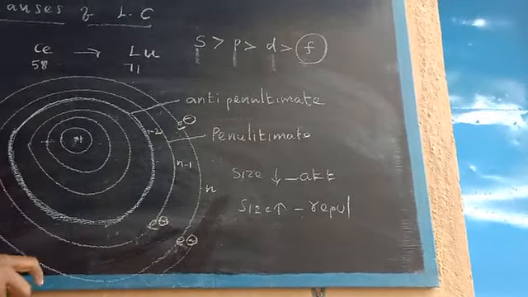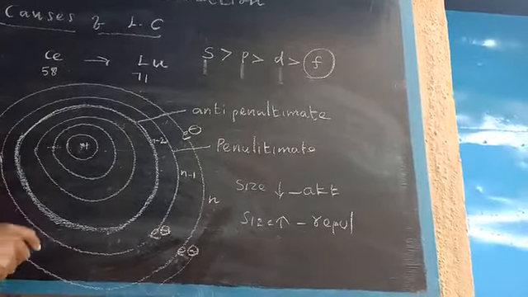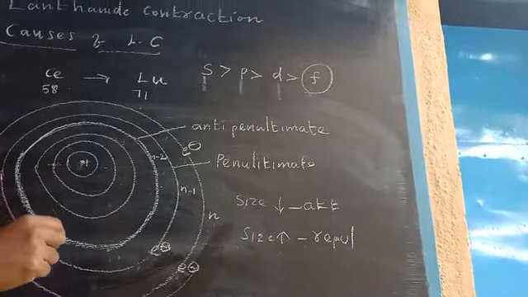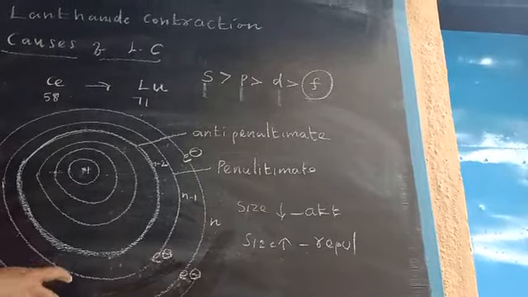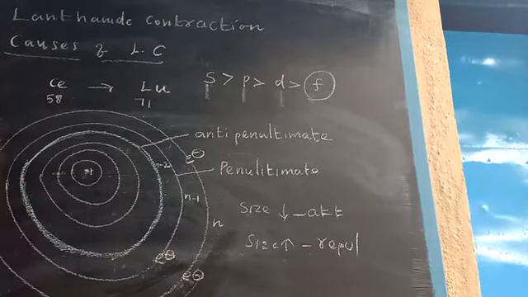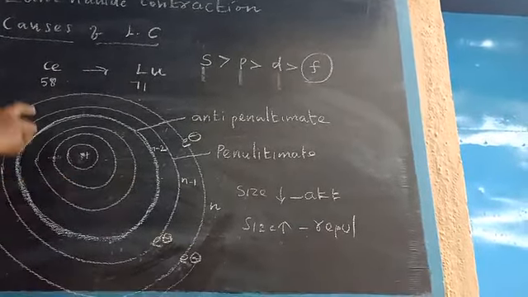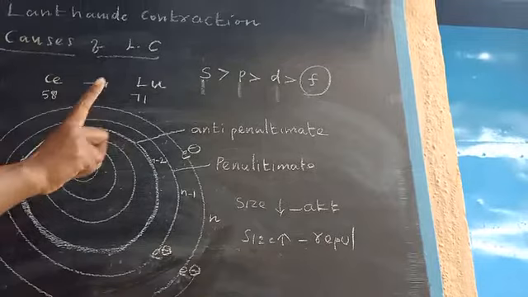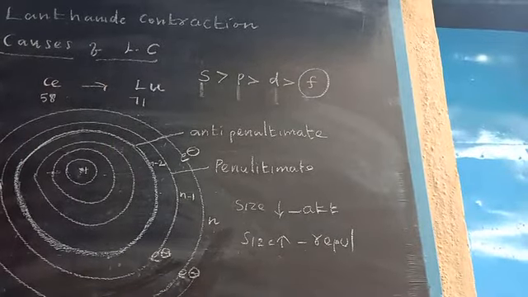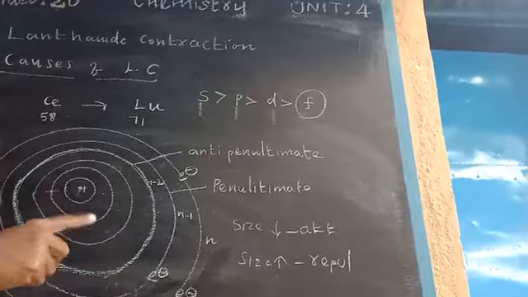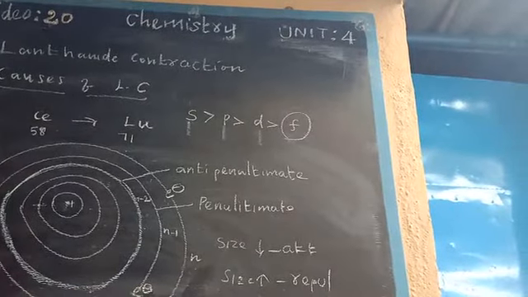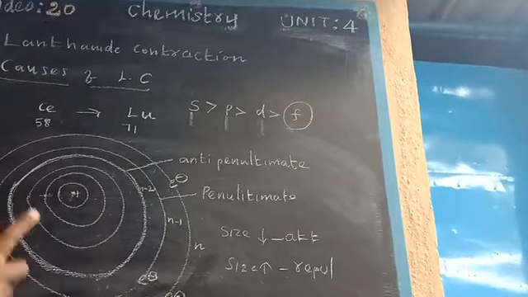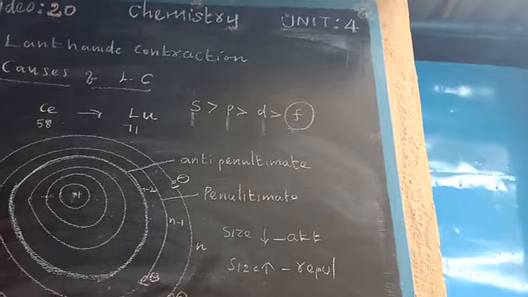by another in the same subshell. Next, there is the 4f orbital, and we add electrons one by one. This is the reason, and at the same time the nuclear charge increases, so the size decreases. This is the cause of lanthanide contraction. What is lanthanide contraction? The size decrease from lanthanum to lutetium is known as lanthanide contraction. So the cause of lanthanide contraction is imperfect shielding of 4f electrons.